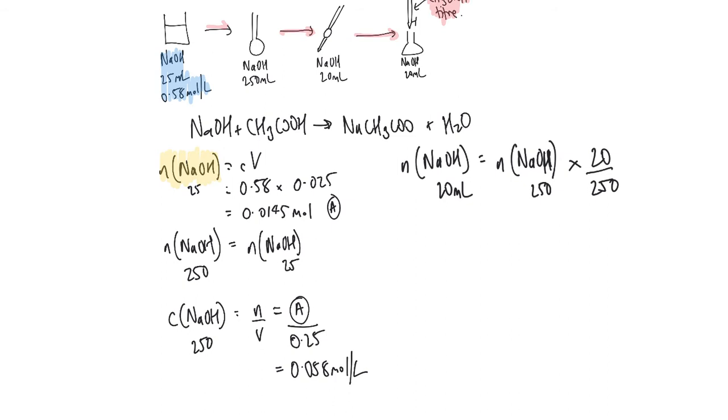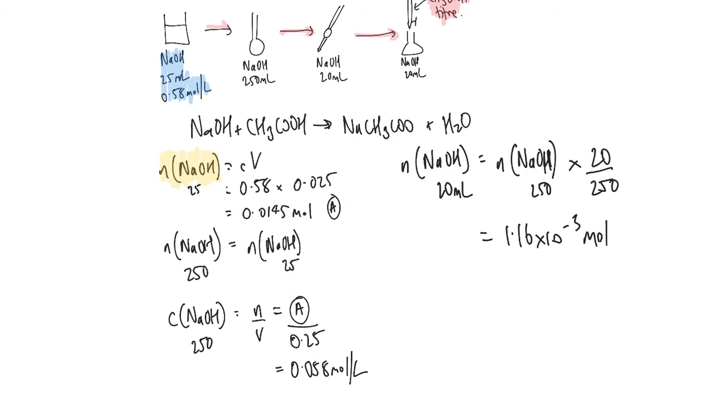You have to keep them in the same unit, but it doesn't matter if it's in liters or in milliliters. Okay, so that's the number of moles. It will be 20 over 250 times A. So A times 20 divided by 250 will be equal to 1.16 times 10 to the negative 3 moles. That's how many moles are in a 20 ml aliquot of that sodium hydroxide.